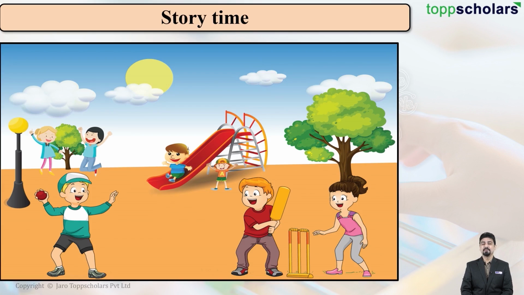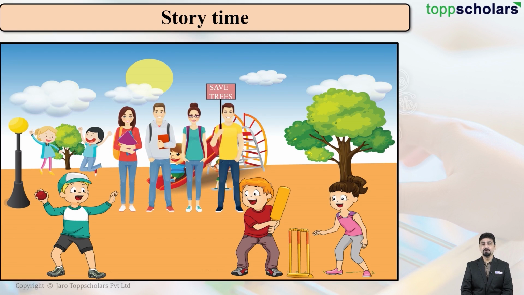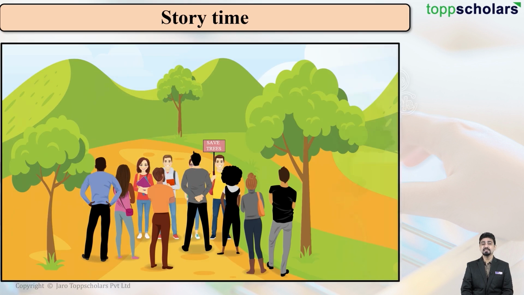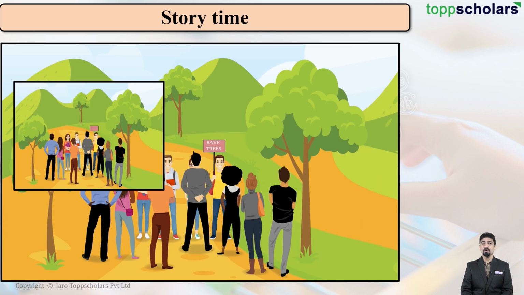There was a playground. Children were playing in that playground. Suddenly a few people appeared over there shouting slogans, "Grow trees, save trees." The people slowly started increasing. More and more people joined in from various other places.